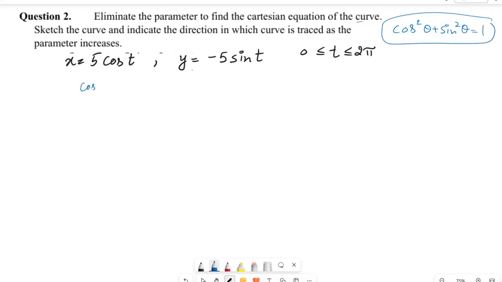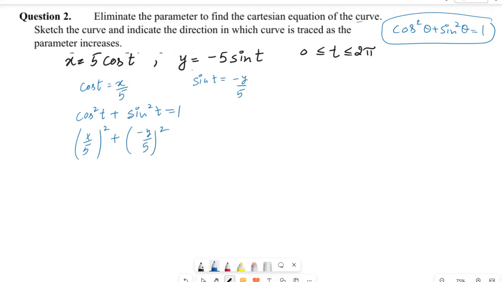For this one, I'm going to find cosine t. That's going to look like x by 5. And sine t, that's going to look like negative y by 5. Because of my trig identity, cosine square t plus sine square t should be equal to 1. In place of cosine t, I can put x by 5 square. In place of sine t, I can put negative y by 5 square, equal to 1. So that is x squared by 25 plus y squared by 25 equal to 1. So x squared plus y squared equal to 25.